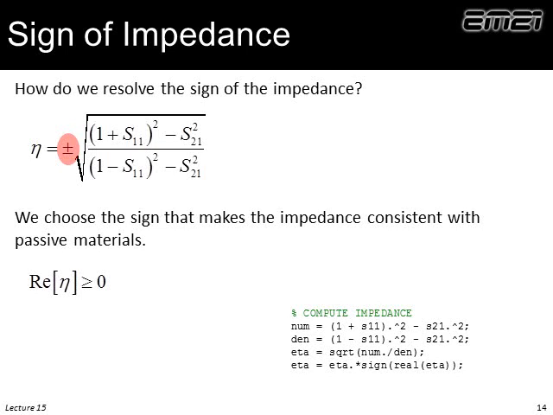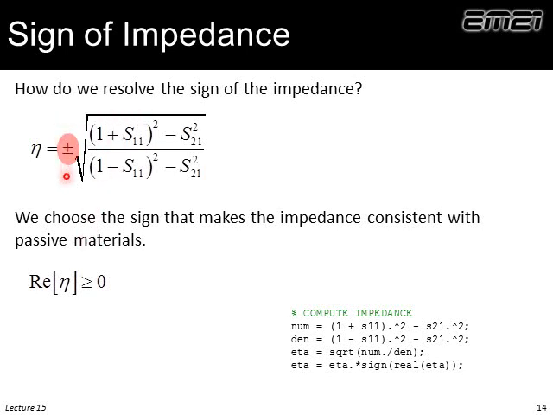Let's think about this impedance equation. This just came from a direct inversion of our equations. The only ambiguity here is the sign, this plus and minus. Well, we have this condition: the real part of impedance has to be greater than or equal to 0.